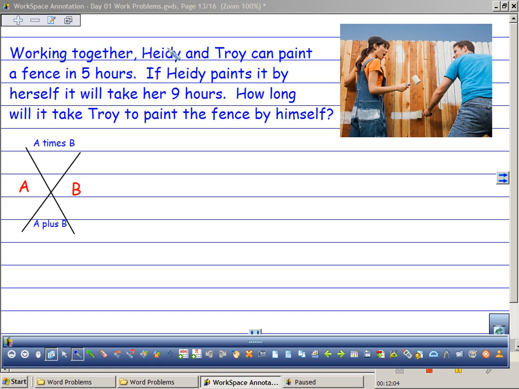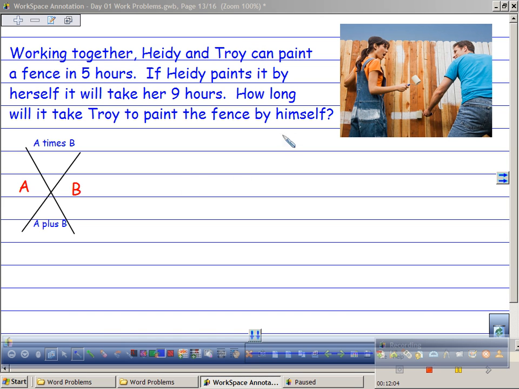Working together, Heidi and Troy can paint a fence in 5 hours. Together, they can do it in 5 hours. If Heidi paints it by herself, it will take her 9 hours. Heidi can do it in 9. How long will it take Troy to paint the fence by himself, since he decided to roll over the paint over Heidi's pants and she no longer wants to help him anymore? Troy is going to do it all by himself now.